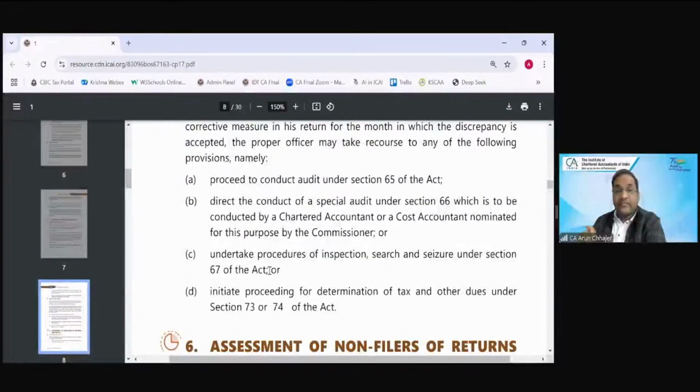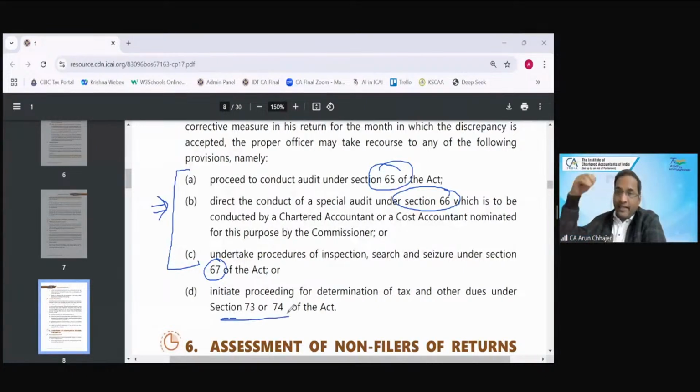Section 65, that is an audit. 66 is a special audit. 67, that again we will discuss today, is the inspection procedure. There are 3 points we will cover in our class today, and this would be covered in the next class.